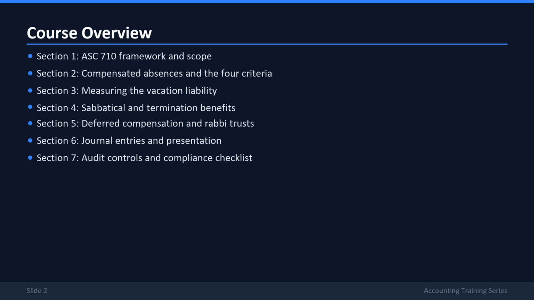Section 1 introduced the general framework and scope of ASC 710. Section 2 covered the 4 criteria that determine whether to accrue compensated absences. Section 3 explained how to measure the vacation liability. Section 4 covered sabbatical leave and termination benefits. Section 5 addressed deferred compensation and rabbi trusts. Section 6 brought together the journal entries and balance sheet presentation rules. Section 7 covered audit procedures, internal controls, and the period-end compliance checklist.